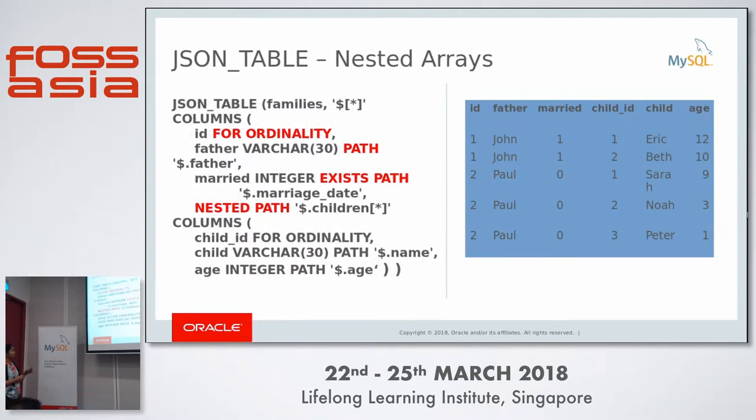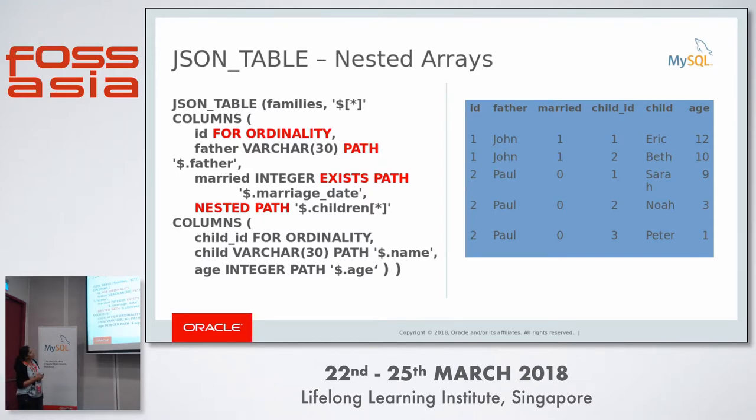You just have to write the syntax. So JSON_TABLE, this is the column that I'm looking at, families, and I'm going to look at all the data inside this families column, and then I'm going to create these many columns from this data. The first one is the ID FOR ORDINALITY. This is auto-generated by MySQL, so it gives you the column numbers so that you will be able to identify rows. And then the next column is the father column, so that path is father inside this, and then married. If the marriage date exists, then I want it to be reflected. If the marriage date doesn't exist, then it's going to be zero.